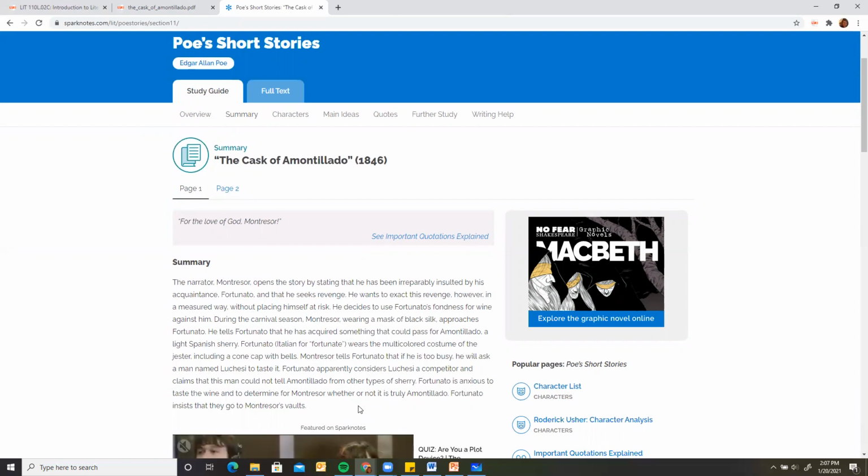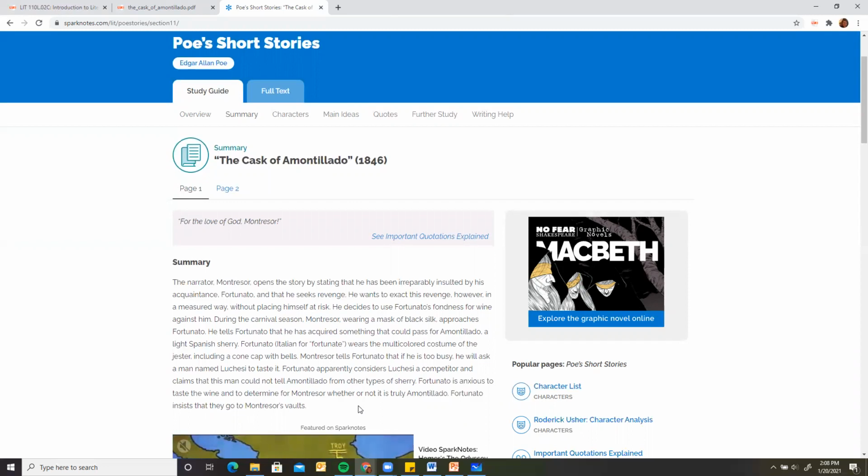The narrator, Montresor, opens the story by stating that he has been irreparably insulted by his acquaintance Fortunato, and that he seeks revenge. He wants to exact this revenge, however, in a measured way without placing himself at risk. He decides to use Fortunato's fondness for wine against him. During the carnival season, Montresor wears a mask of black silk, approaches Fortunato. He tells Fortunato he has acquired something that could have passed for Amontillado, a light Spanish sherry. Okay.